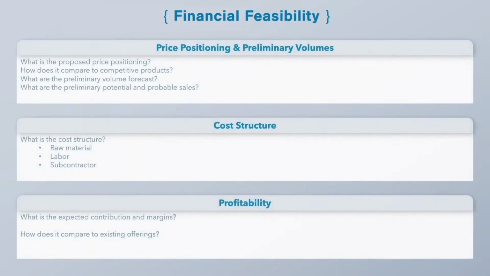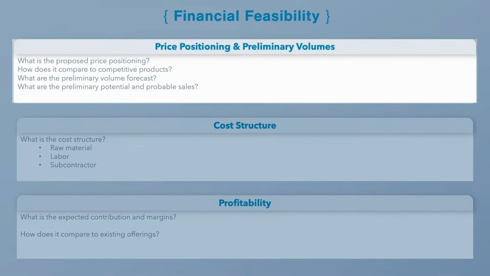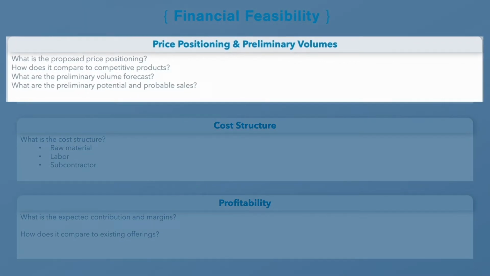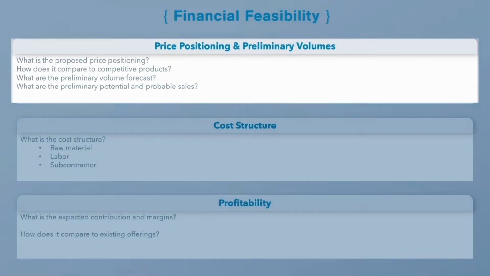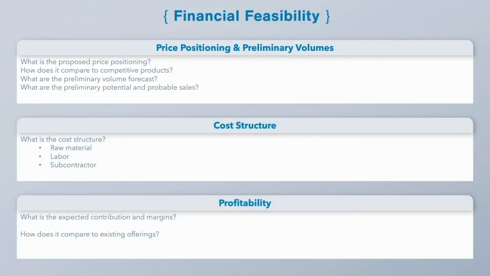The financial feasibility combines market positioning information as well as operational costs to evaluate the preliminary profitability. The first box details the price positioning and preliminary volumes and compares it to the competitive offering. With such information, the tool presents potential and probable sales based on its positioning.